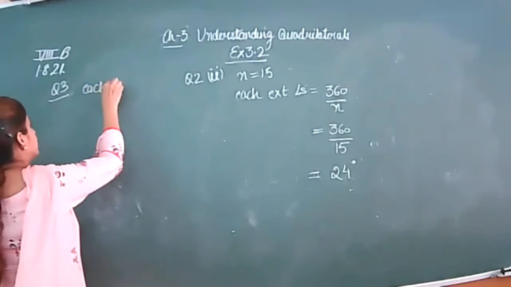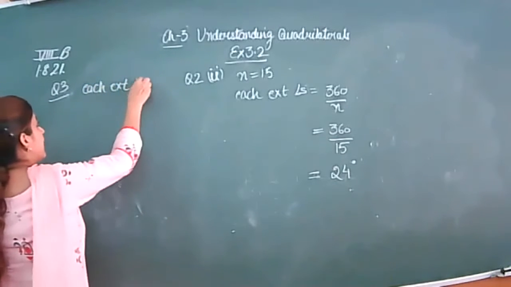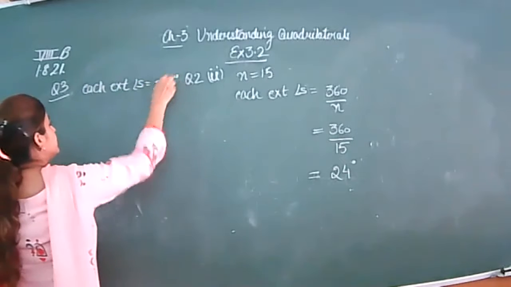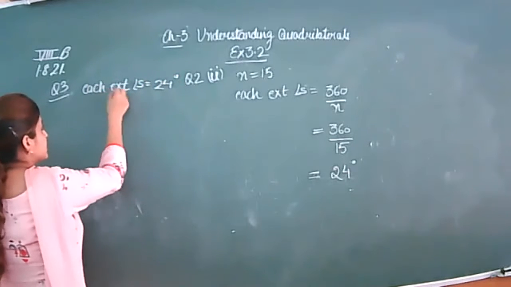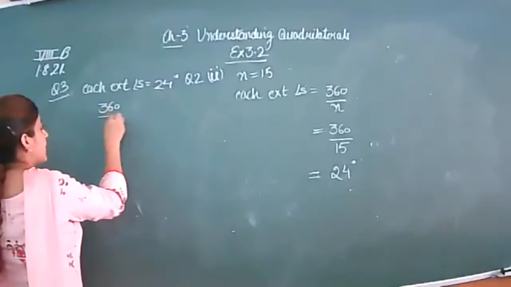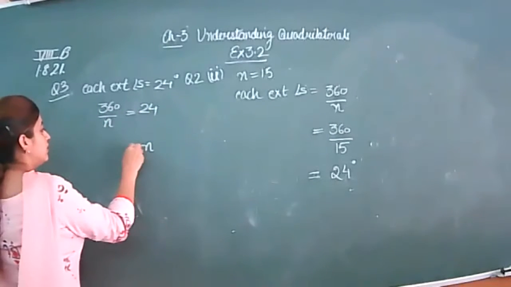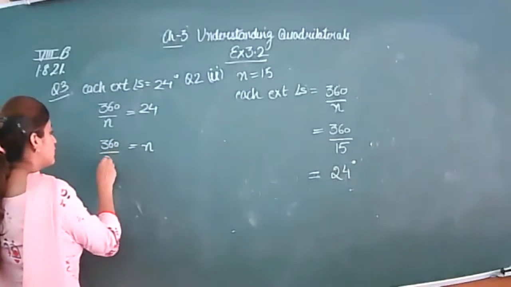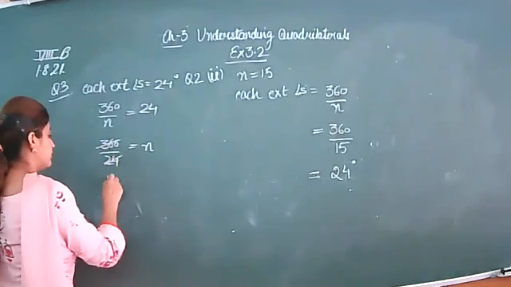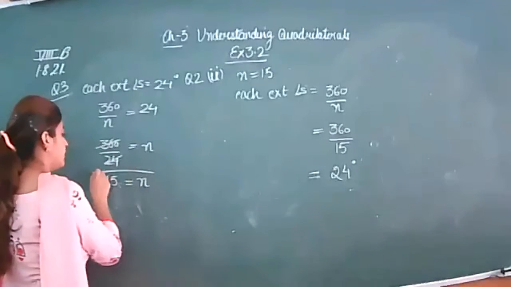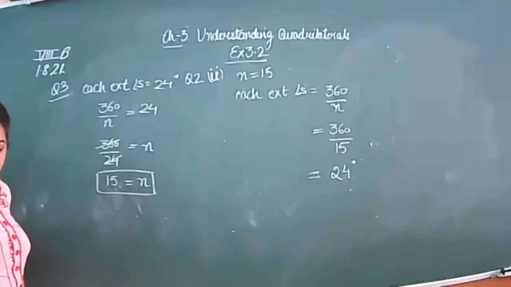Each exterior angle is 24 degrees. The formula for each exterior angle is 360 by n is equal to 24. n goes to the other side. 360 by 24, 15. Number of sides is 15.